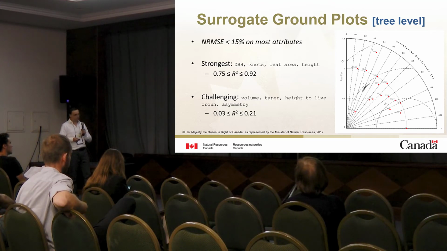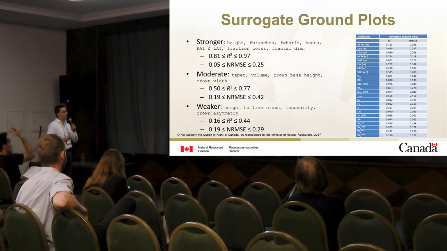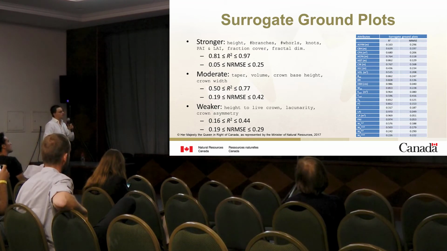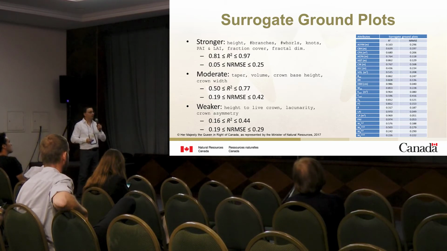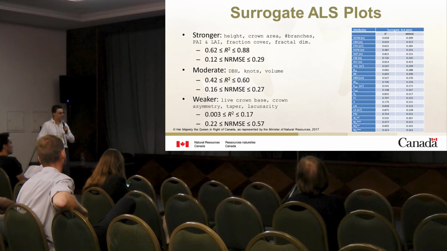At the plot level, where of course we average out some things, we're able to compare two stronger cases with the number of branches, and so on. Moderate relationship with crown base height and crown width, and weaker height to live crown and crown asymmetry. So those were the two more difficult to deal with at the moment.